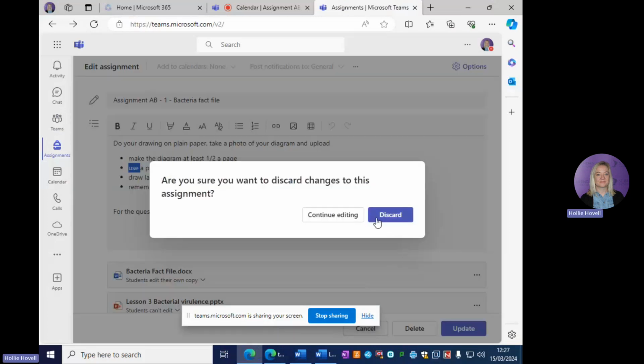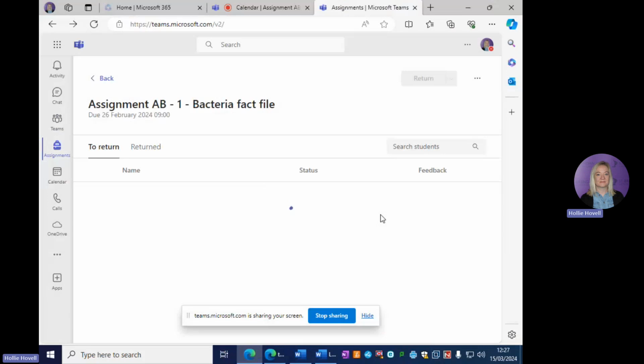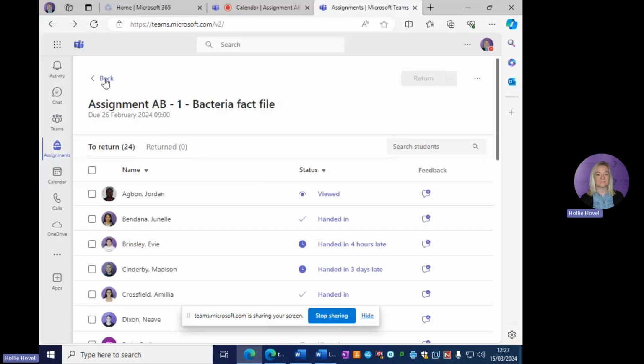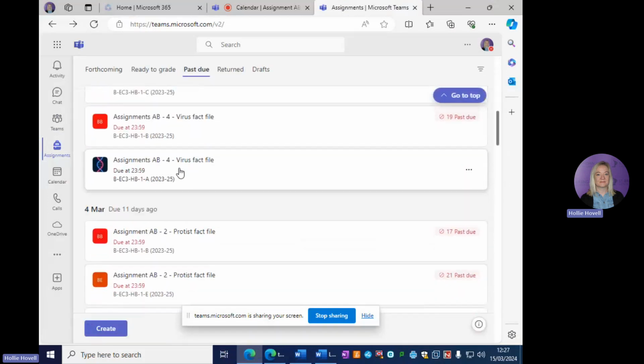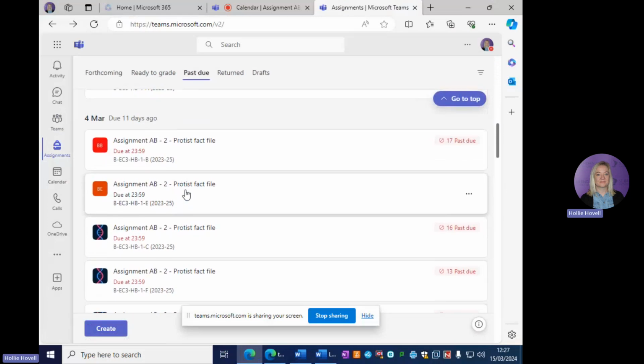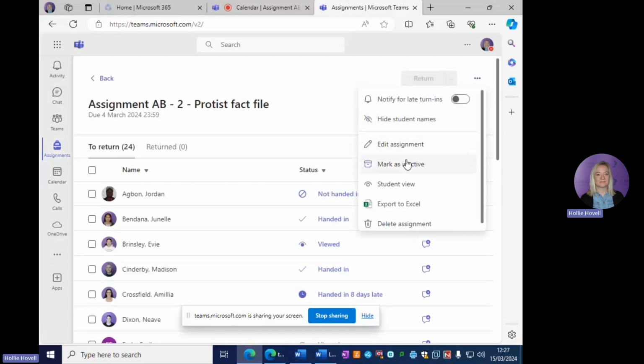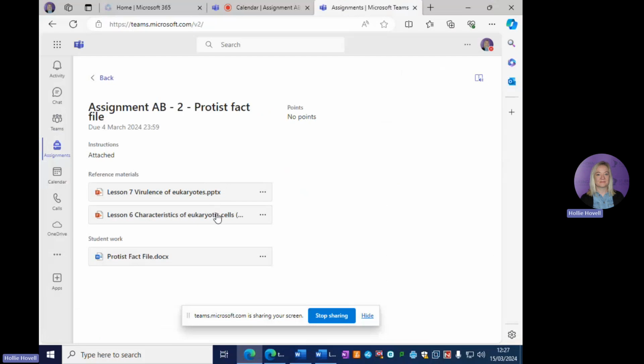That was on protists. So I need to save that. Go back, find your homework 2, which was on protists, and yours should look like this. So you've got the PowerPoints that link to these lessons.